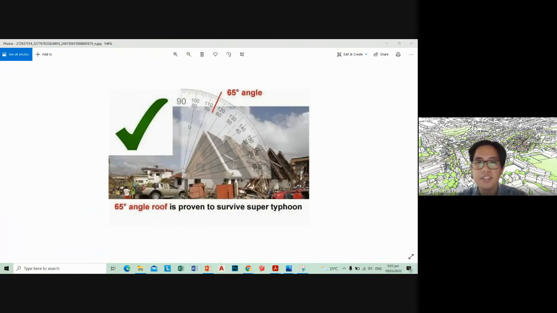Yes. So just a quick question on resilience. Remember, I asked you to write an article, which could probably be our midterm as well. How does this work, the angle of the roof? A 65 degree angle roof is proven to survive super typhoons. Could you tell us more about this? Because we're on the topic of resilience.